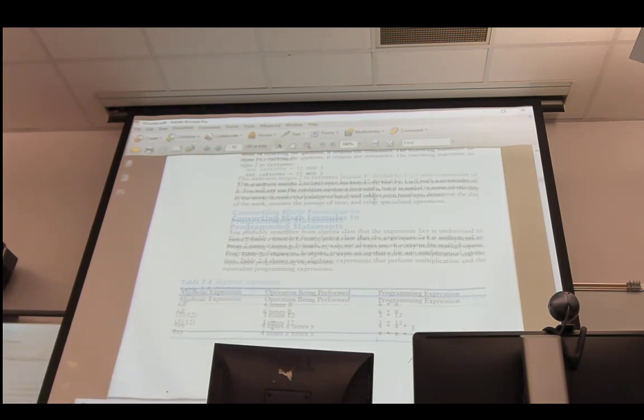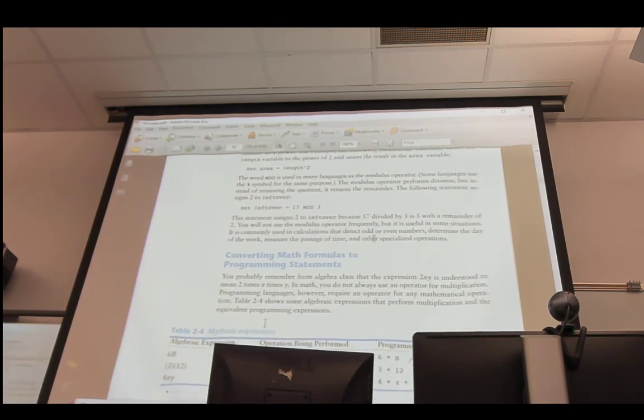Converting math formulas. We as programmers, many times we may be working with people in different professions, right? They may have certain formulas, certain calculations they have to do, and they have written out in book form or whatever. So when you're given the project, you might be given all these formulas, and you will have to take those formulas and write them out in an expression in the compiler so that it can be understood.